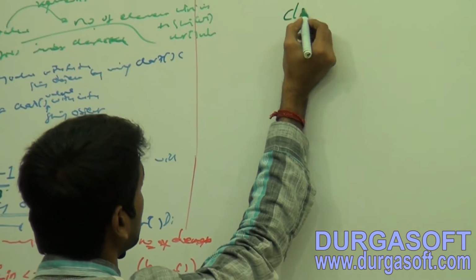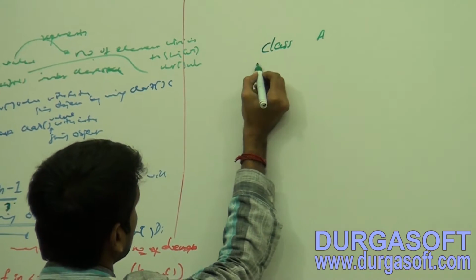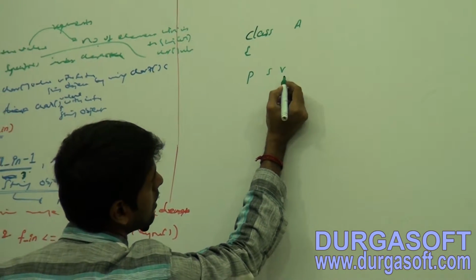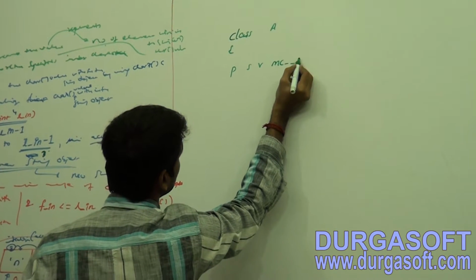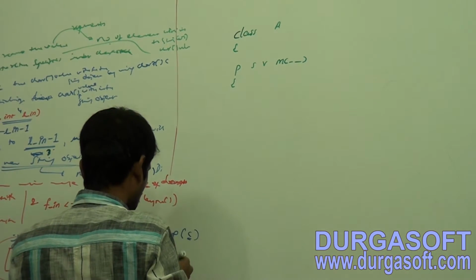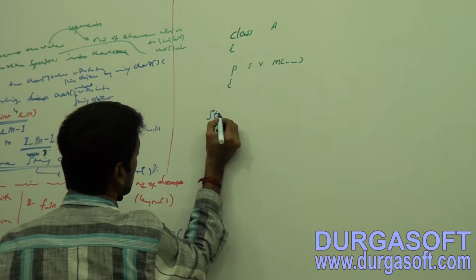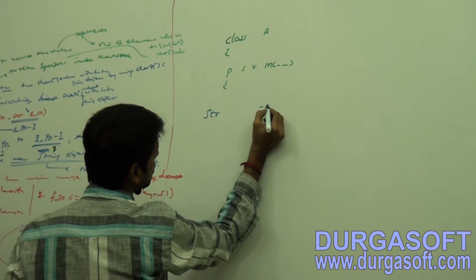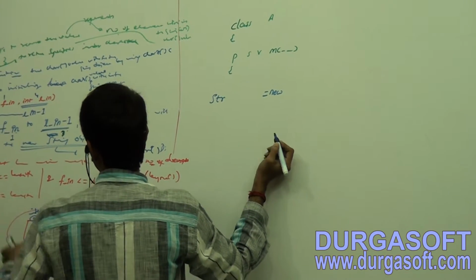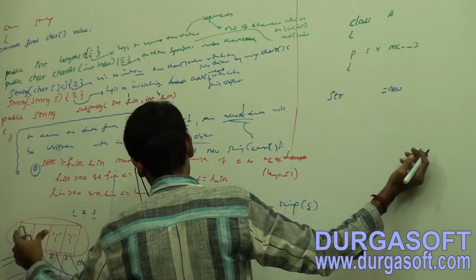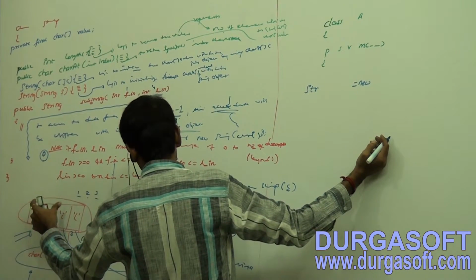Okay, let me take class A. Now here take public static void main, String array, main method. Now create the string object. How to create a string object? Use the new keyword. Now use this constructor only to form this formation at output, at memory.